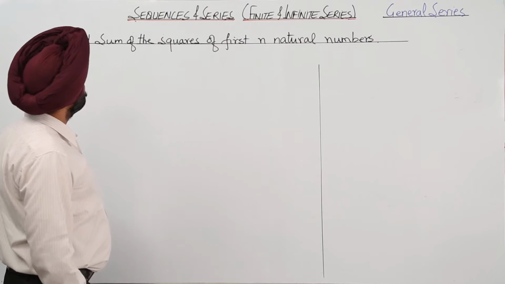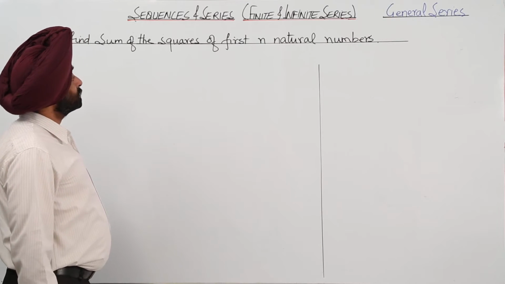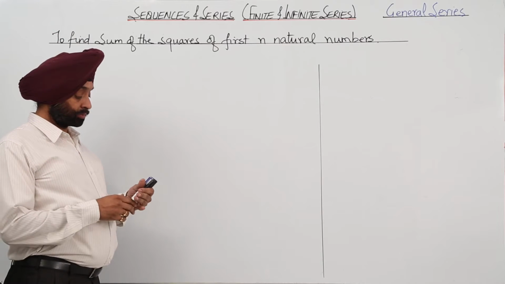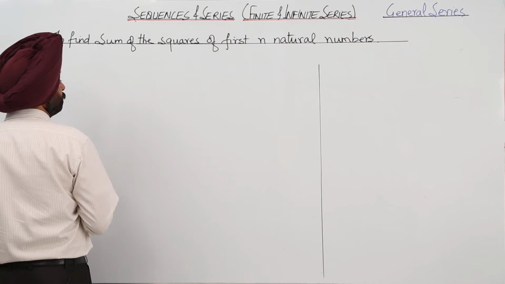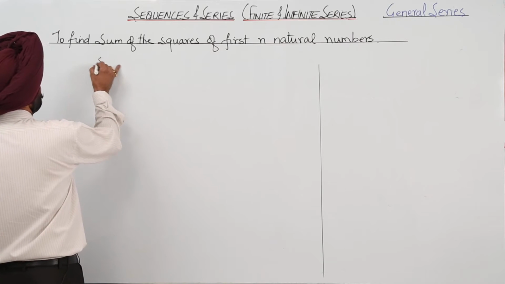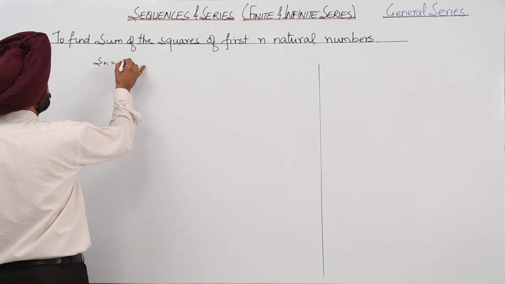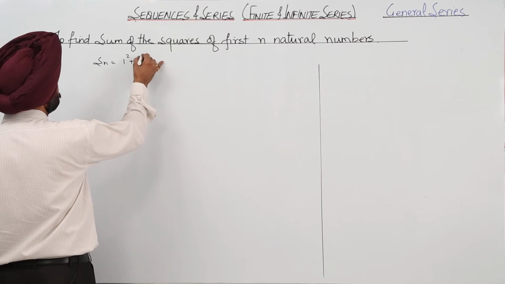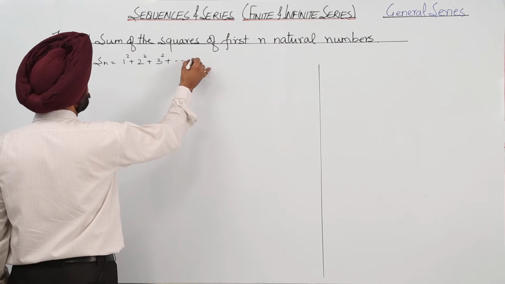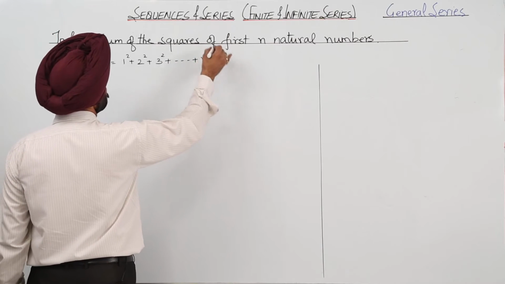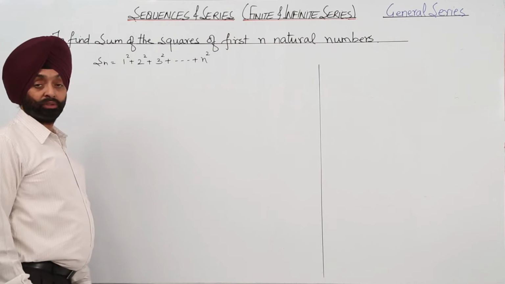We have to find the sum of the squares of the first n natural numbers. Basically, what we have to find is Sn equal to 1 square plus 2 square plus 3 square plus up to n square.